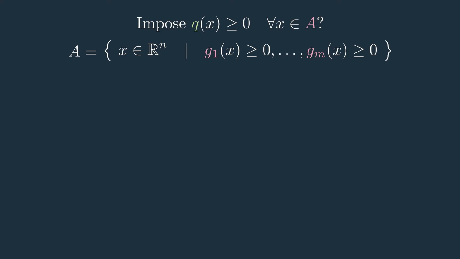So now, back to the original question, how can I impose during the learning phase that some polynomial, call it Q, is non-negative on some set A defined by a fixed set of polynomial inequalities?